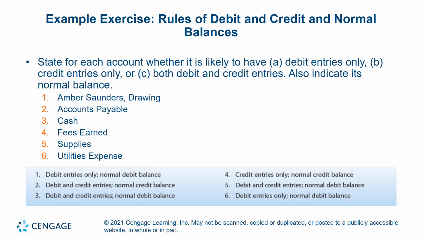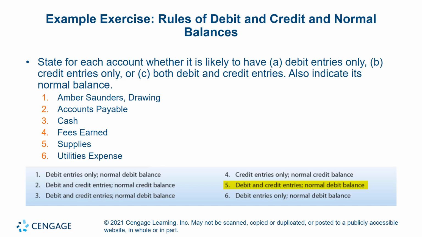Number 5, supplies, an asset account. Assets increase on the debit side, so it's a normal debit balance. But supplies, will it have both increases and decreases? Yes. There will be both debit entries and credit entries.